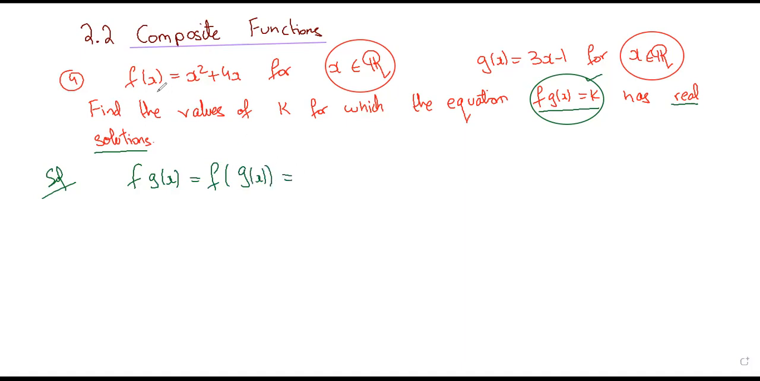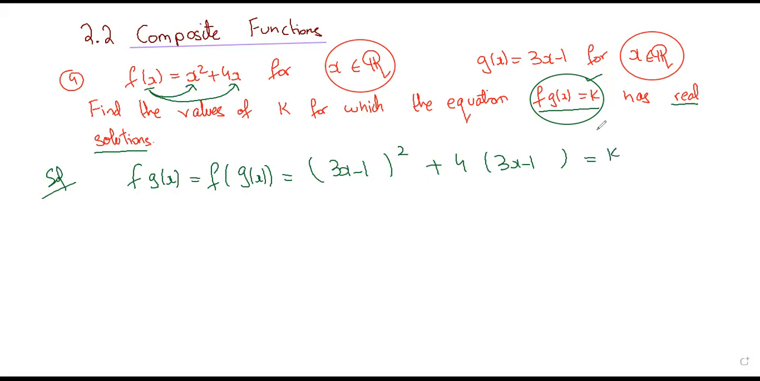And now when I had x, I was plugging in x here and here. Now I will be plugging in g of x. So it would be 3x minus 1 and it would be 3x minus 1 equals k. Okay.